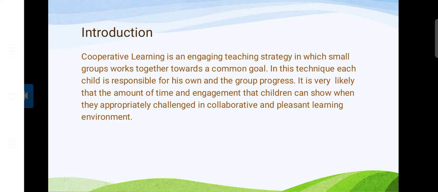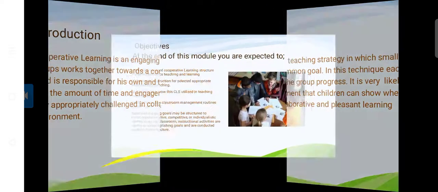Introduction. Cooperative learning is an engaging teaching strategy in which small groups work together towards a common goal. In this technique, each child is responsible for his own and the group's progress. It is very likely that the amount of time and engagement the children can show increases when they are appropriately challenged in a collaborative and pleasant learning environment.